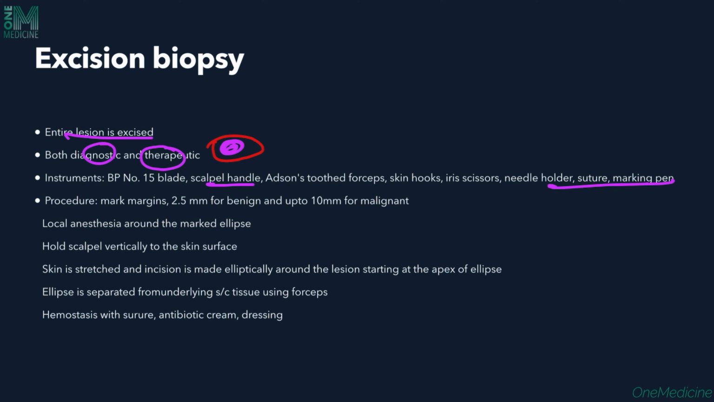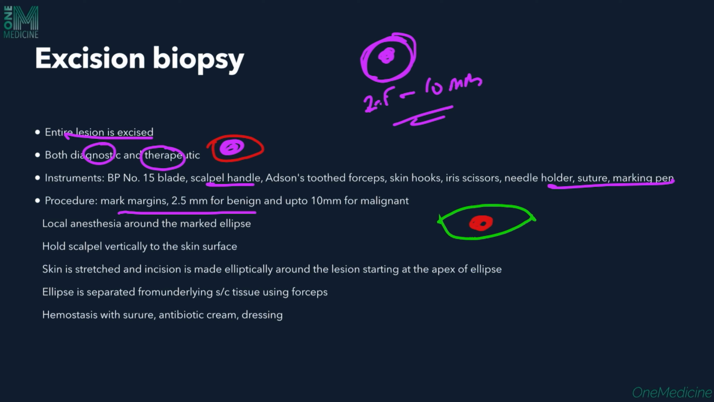Procedure is you have to mark the margins, that is 2.5. This is a particular lesion. The margin of the lesion also has to be taken if it is pre-malignant, malignant, depending upon that. And the 2.5 to 5 mm can be the diameter around the lesion. Okay. A local anesthesia is given and an ellipse. If this is a particular lesion, then an elliptoid incision around the lesion is basically taken.